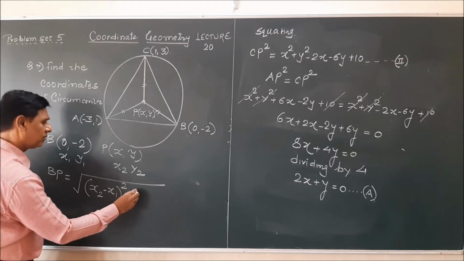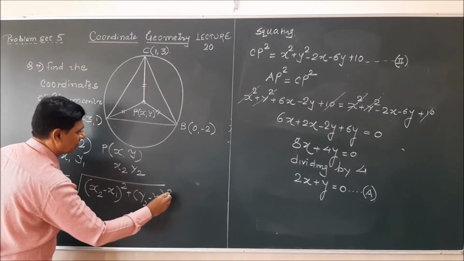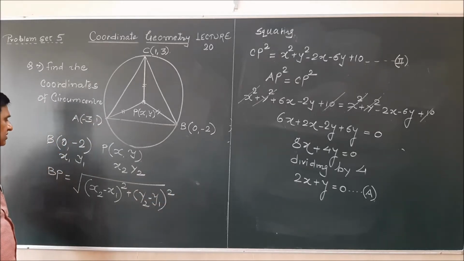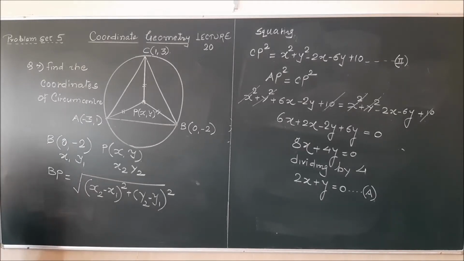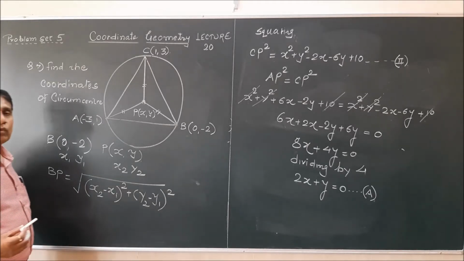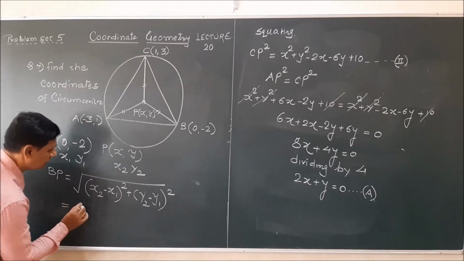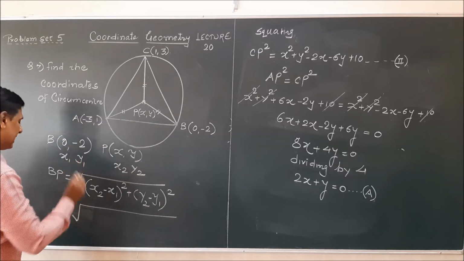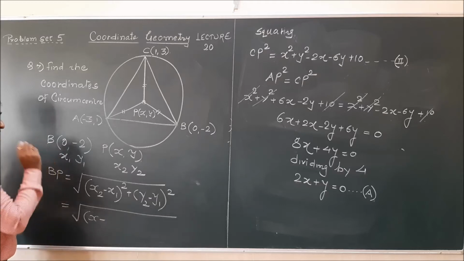the whole square plus y2 minus y1 the whole square. By distance formula only, we are using the distance formula of x2 minus x1 the whole square plus y2 minus y1 the whole square. Now substitute the values. That is equal to root of x2, what is x2? x. Fine. Minus x1, but x1 is 0.